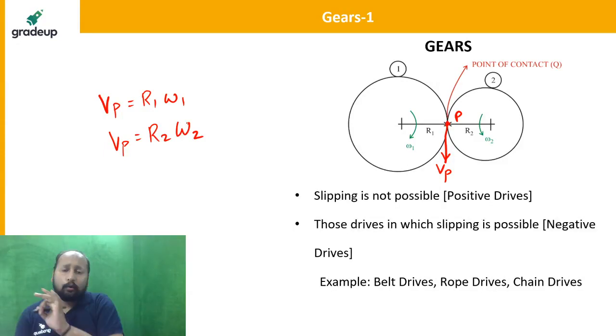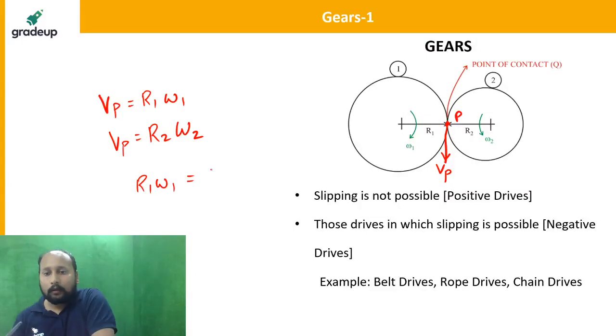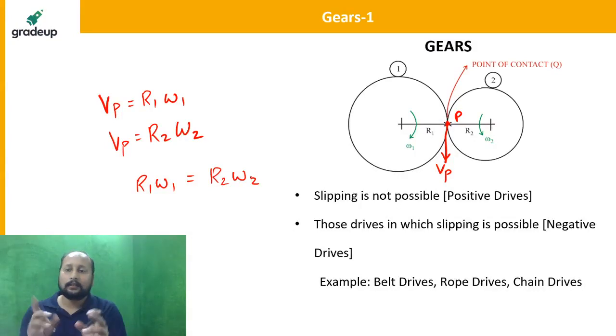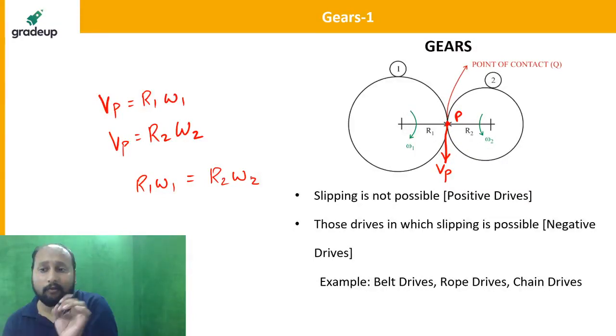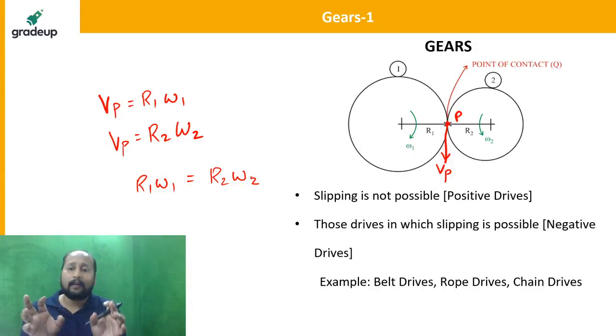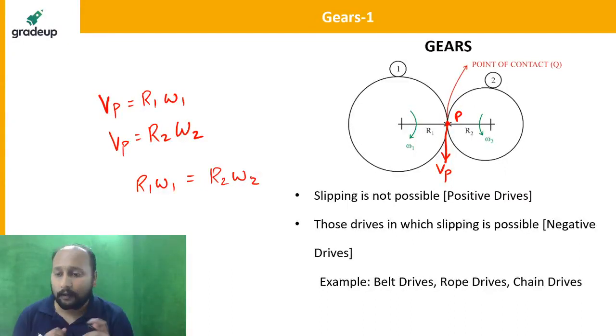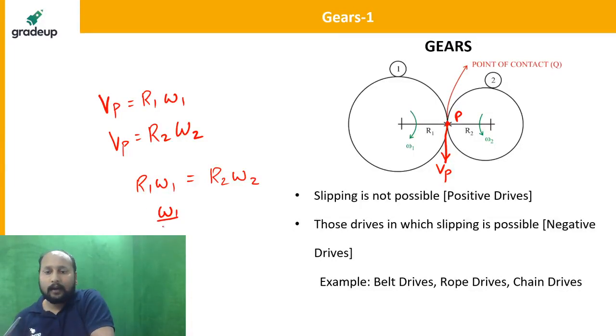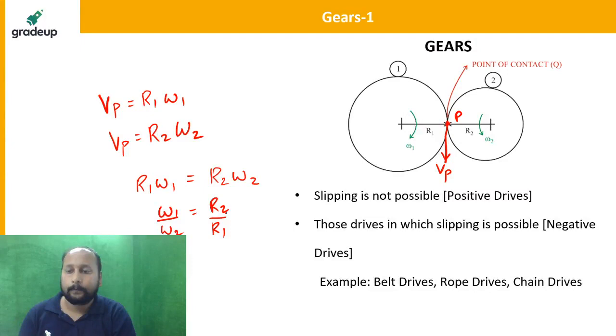Now, if there is no slip condition, what we can say? We can directly say R1 omega 1 is equal to R2 omega 2. Is that clear? This is a no slip condition. If the two gears are in mesh, the no slip condition is omega 1 R1 is equal to omega 2 R2. This is the most important formula because you will be using it in gear trains when we have a bunch of gears in mesh. We'll be calculating the ratio of omega and R. That means omega 1 by omega 2 is equal to R2 by R1. Is that clear?